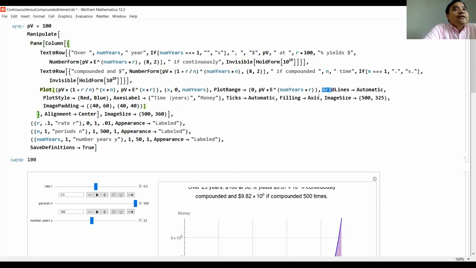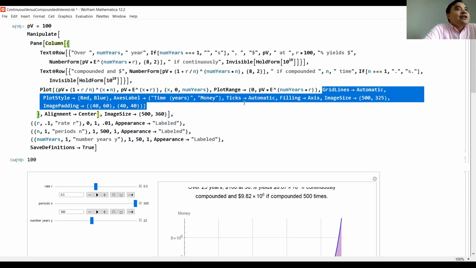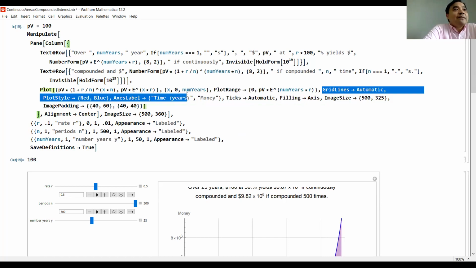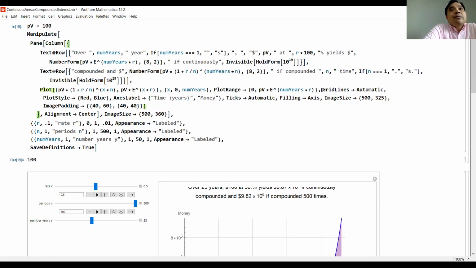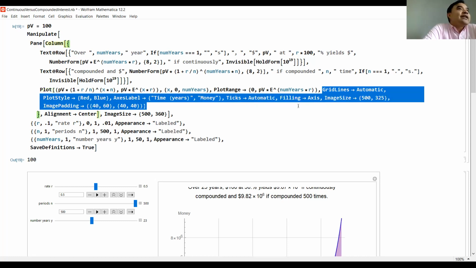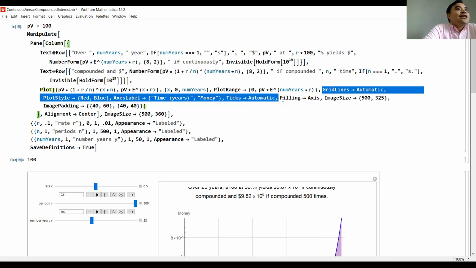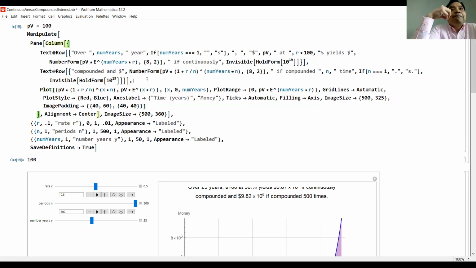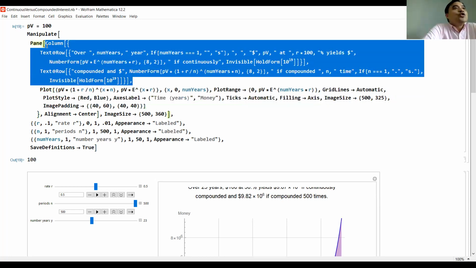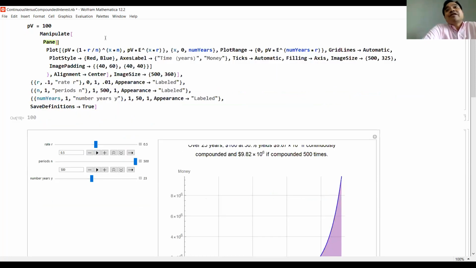So you need two things. First of all, you need the function that you want to exhibit, and second, you need the parameters that you want to manipulate, and that's what the word Manipulate means. All these things, the word Pane, Column, Text at Row, yeah, exactly, are all very important to make it look professional. And in fact, a lot of software engineers spend a lot of time doing this as well.